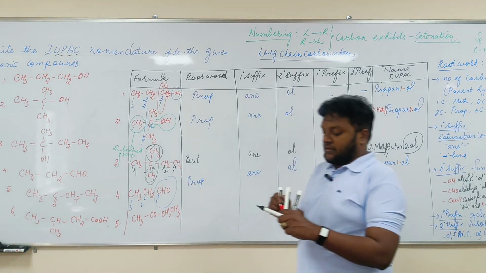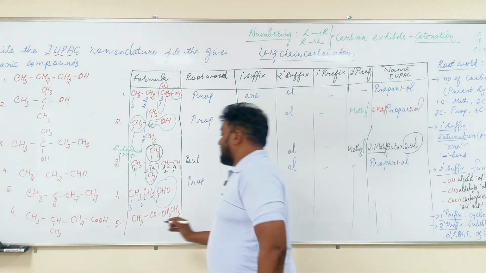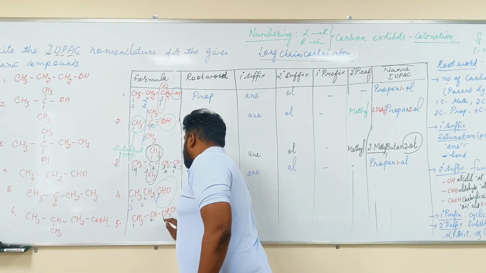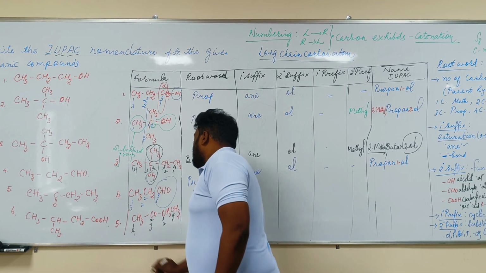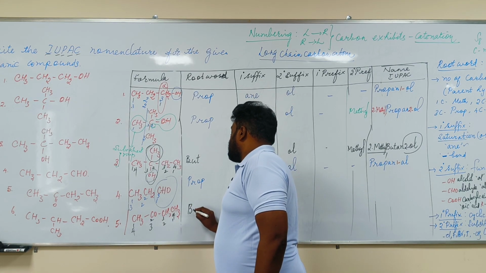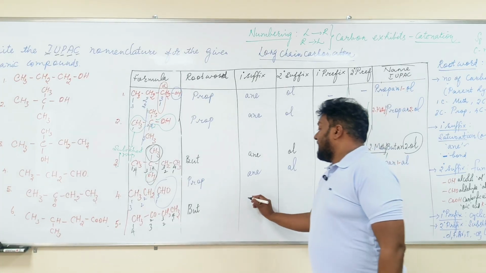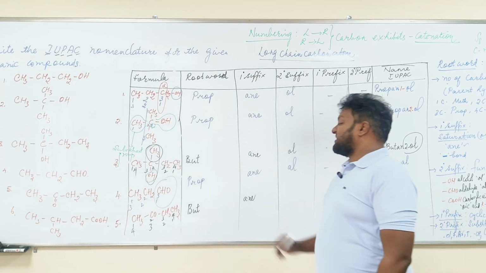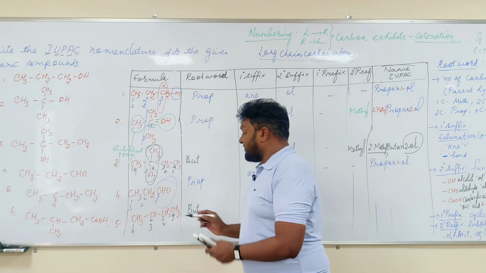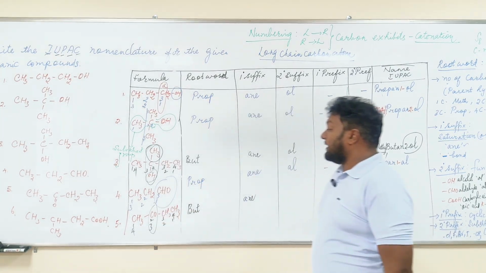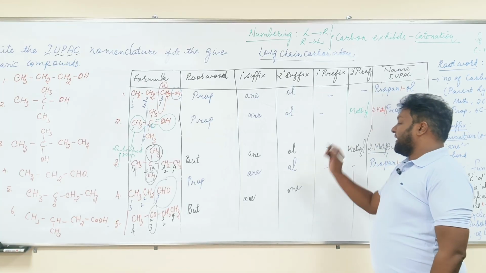So when we take this fifth example, we will write the numbering, that is 1, 2, 3, 4. Again 1, 2, 3, 4. What is the root word? But is the root word. What is the primary suffix? Everywhere ane, single bond is present. Then what is the secondary suffix? The functional group. What is the functional group present here? That is CO. CO is ketone. If it is a ketone, it should be ending with one.